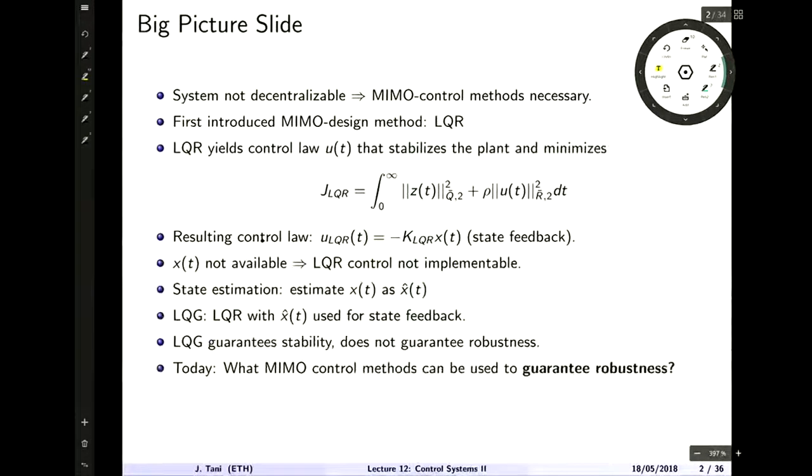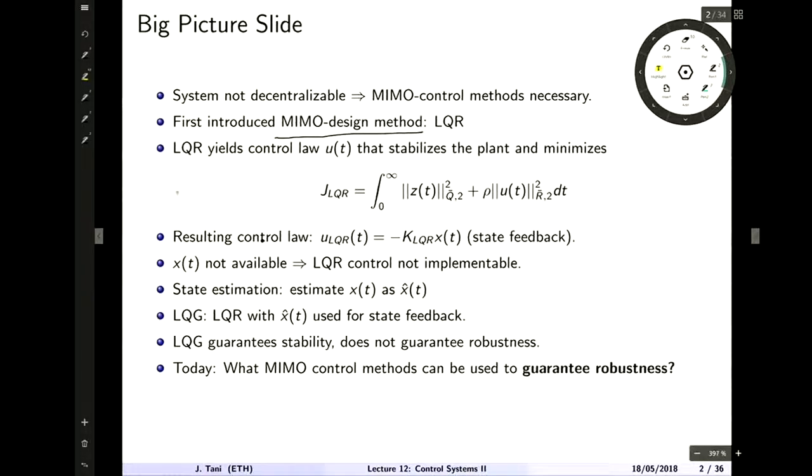Okay, so let's start with the big picture slide. 2 weeks ago, we've seen that if a MIMO system is not decentralizable, we have to go to MIMO control design methods. So we need these because there are cross-couplings in our system that we need to take care of. And Jacopo introduced, as a first example of such a MIMO design method, LQR. So that was 2 weeks ago.